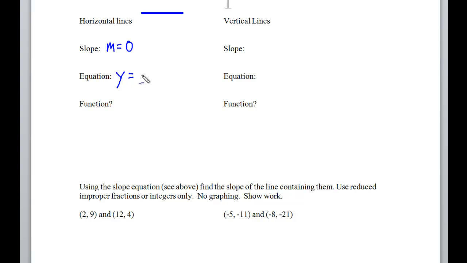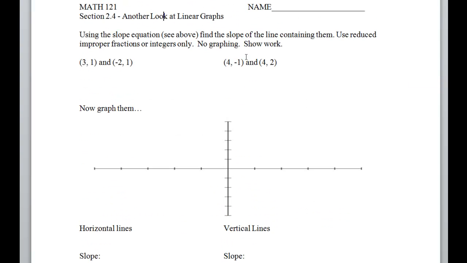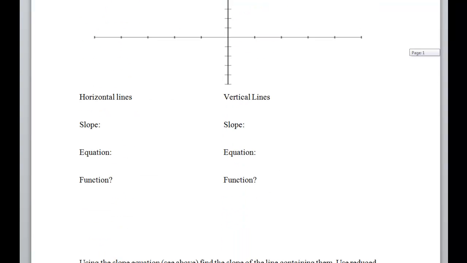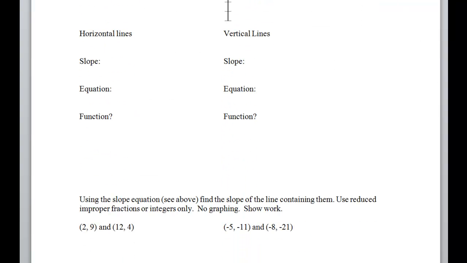In our last problem up there, we can scroll back up and see that that problem intersected at 1. So if I move back down here again, my horizontal line, again, a straight line like this. My slope was 0. My equation is going to be y equals 1. Now, this is definitely a function because it passes the vertical line test.